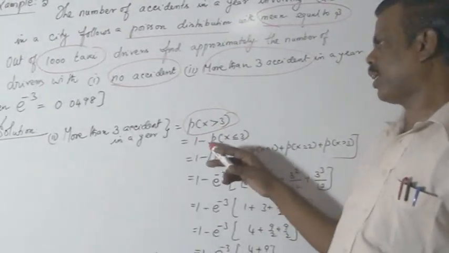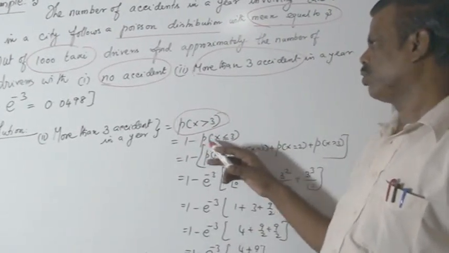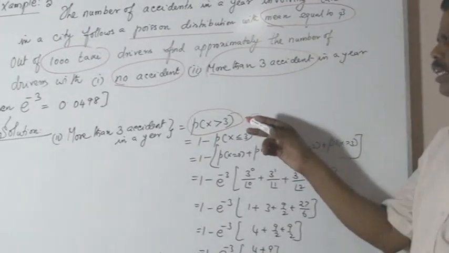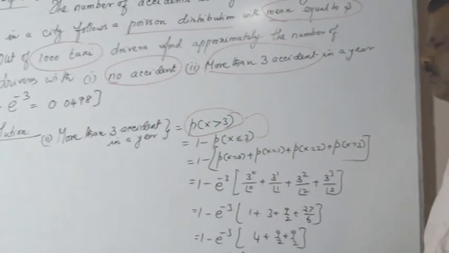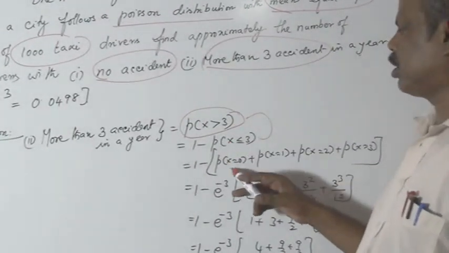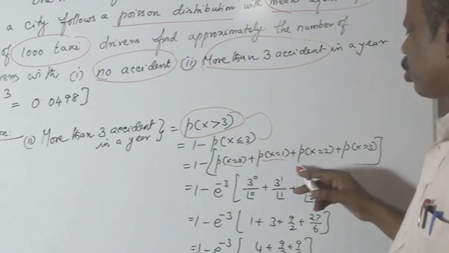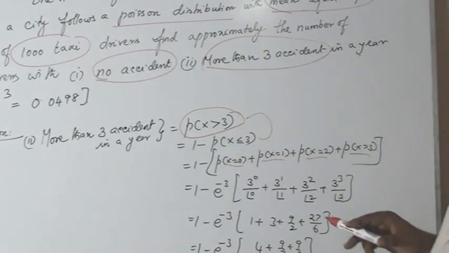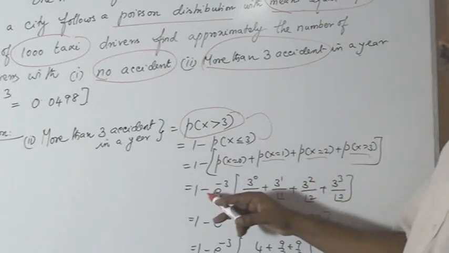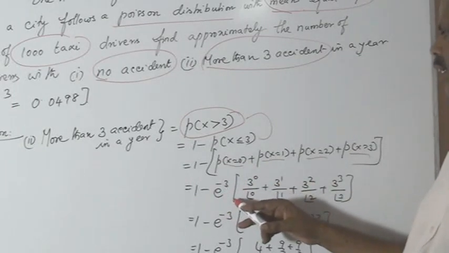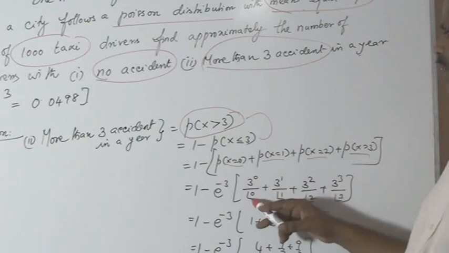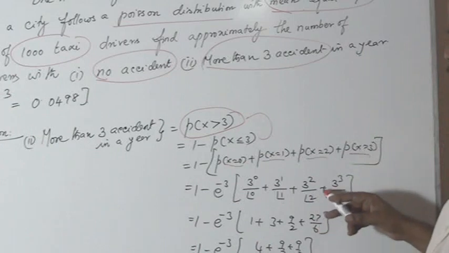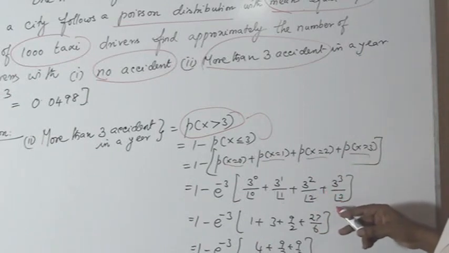So therefore 1 minus p of x is less than or equal to 3. So you have to subtract from the total probability value, which means that we are calculating p of x greater than 3. So p of x less than or equal to 3 means p of x equal to 0, p of x equal to 1, p of x equal to 2 and p of x equal to 3. So here lambda is equal to 3, therefore 1 minus e power minus 3 is taken common factor. Therefore 3 power 0 by factorial 0, 3 power 1 by factorial 1 plus 3 square by factorial 2 plus 3 cube by factorial 3.